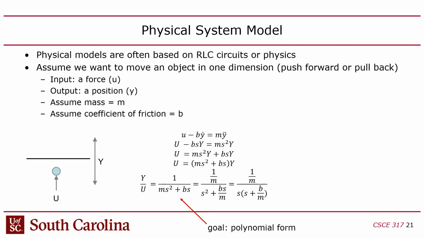That's a problem, because is that stable? Probably not, right? Because there's two poles. One of them is 0. Well, 0 is not a good pole to have. The other one's negative b over m. That one's okay. So that's a problem.